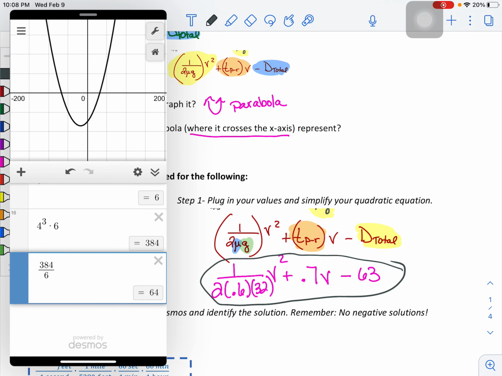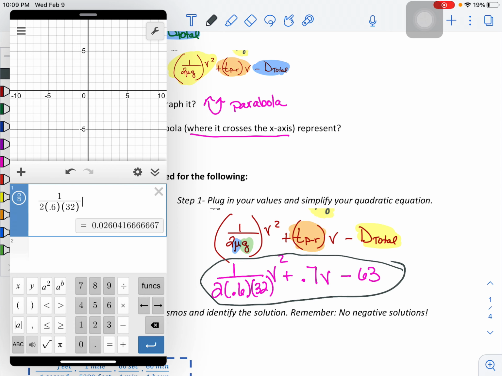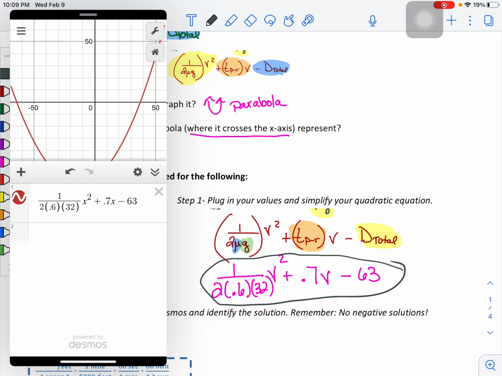So I'm going to bring up Desmos. Let me clear it out here. Okay, so we're going to put 1 divided by, if you hit just the division key, it gives you that nice fraction, 2 parentheses 0.6 parentheses 32. And now I've got to tap on the outside so the cursor is level. And I'm putting x squared. We don't have a v, so I'm using x squared. Plus 0.7x minus 63. And you're going to have to pinch and pull the graph until we see it on here.